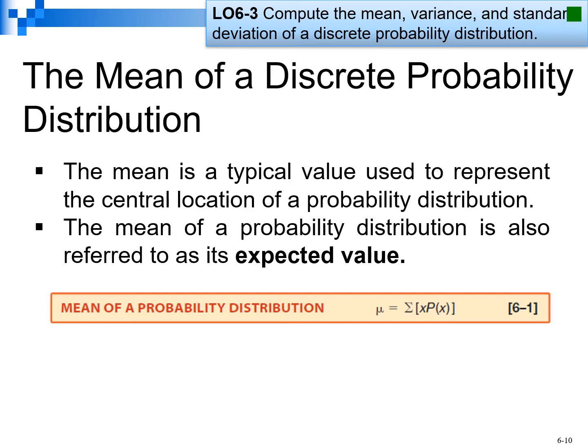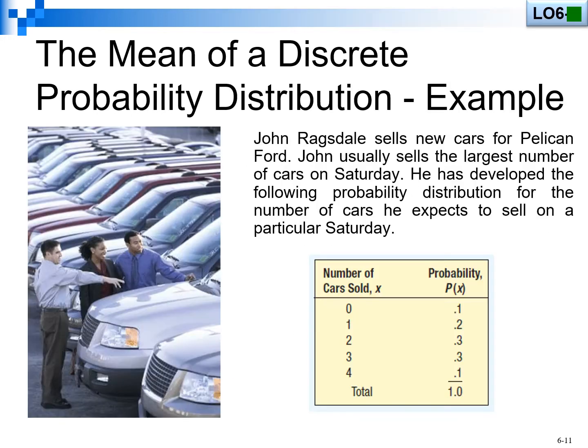To calculate the expected value of your probability distribution, the formula would read mu is equal to the summation of x times P(x). So you take the random variable x, multiply it by the probability of x, and simply add it up. That's going to be called your expected value.